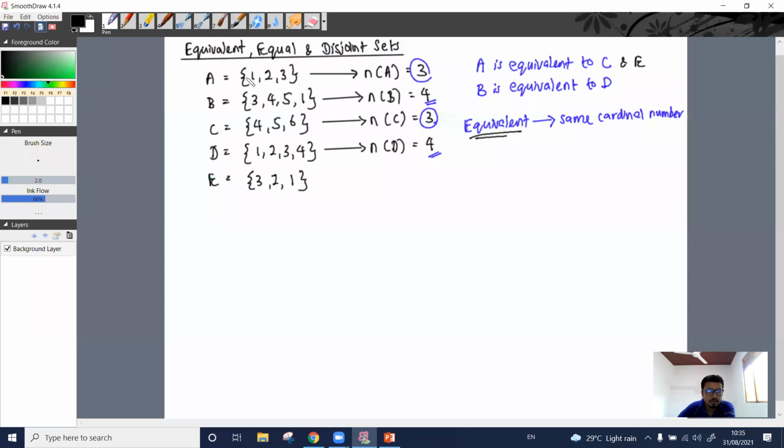Why? Because in set A also there are 3 elements, and in set C also there are 3 elements. But can you say set A and C are equal? No. For two sets to be equal, what should happen? There should be the same elements in the given two sets.